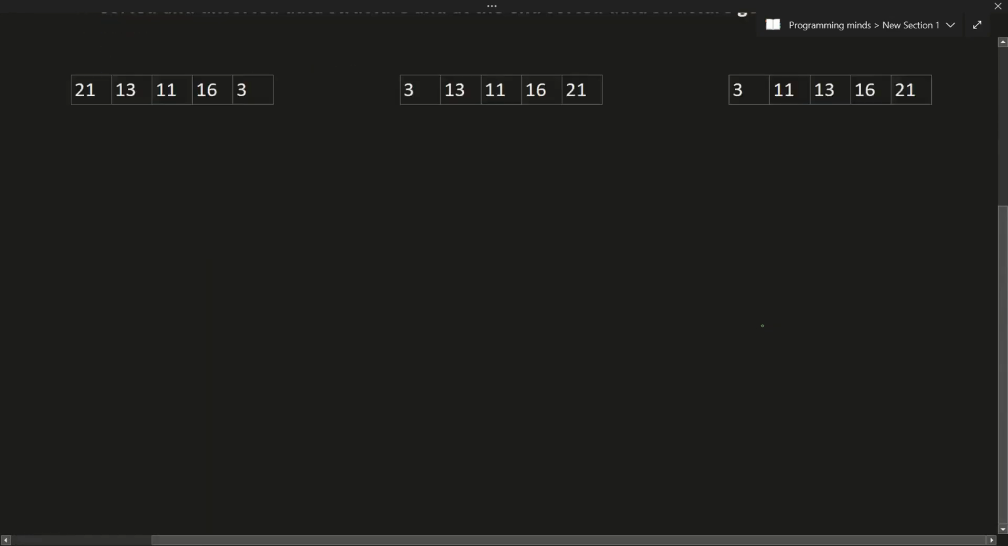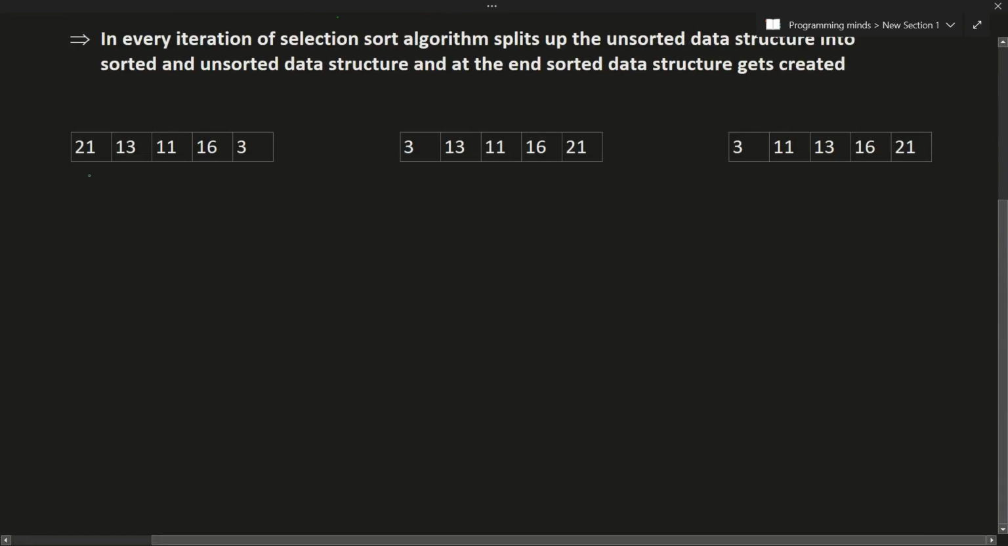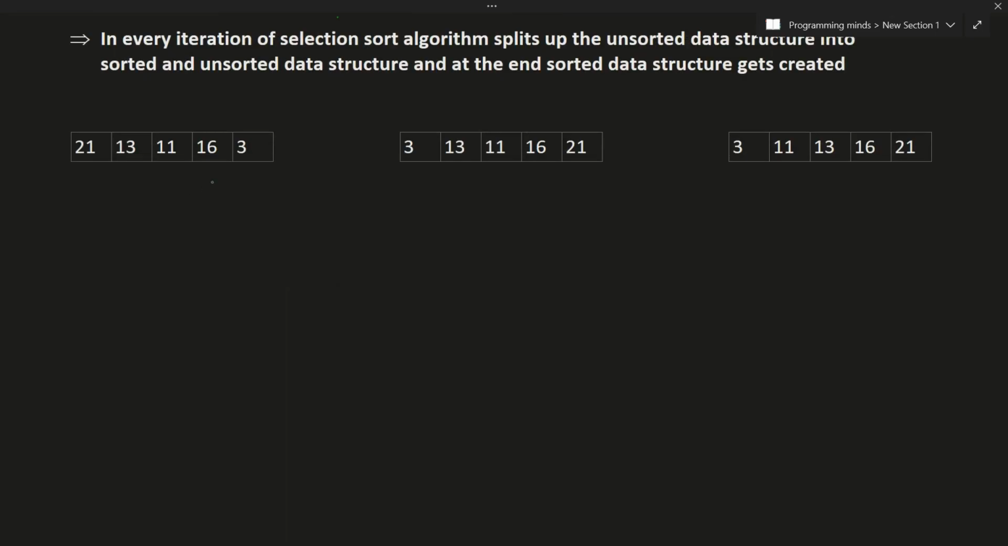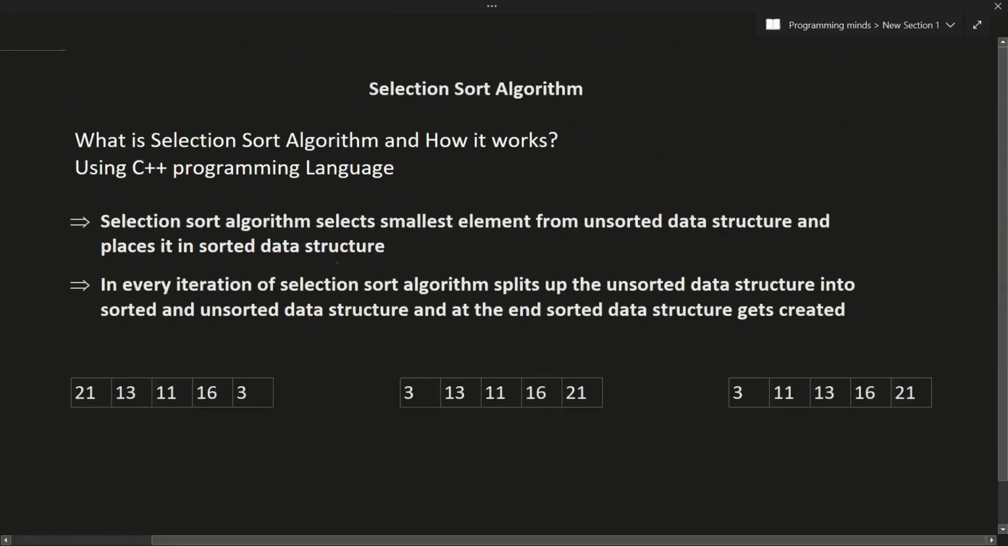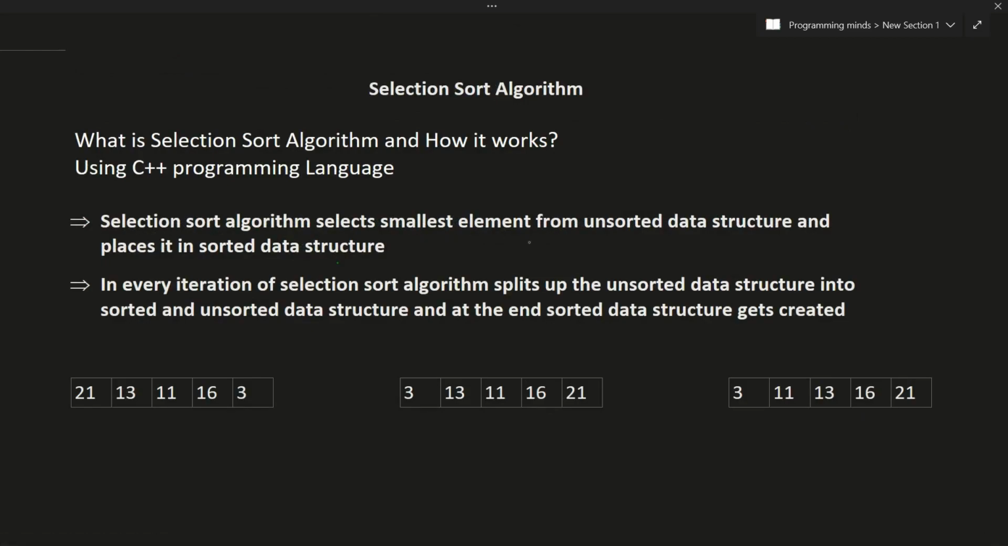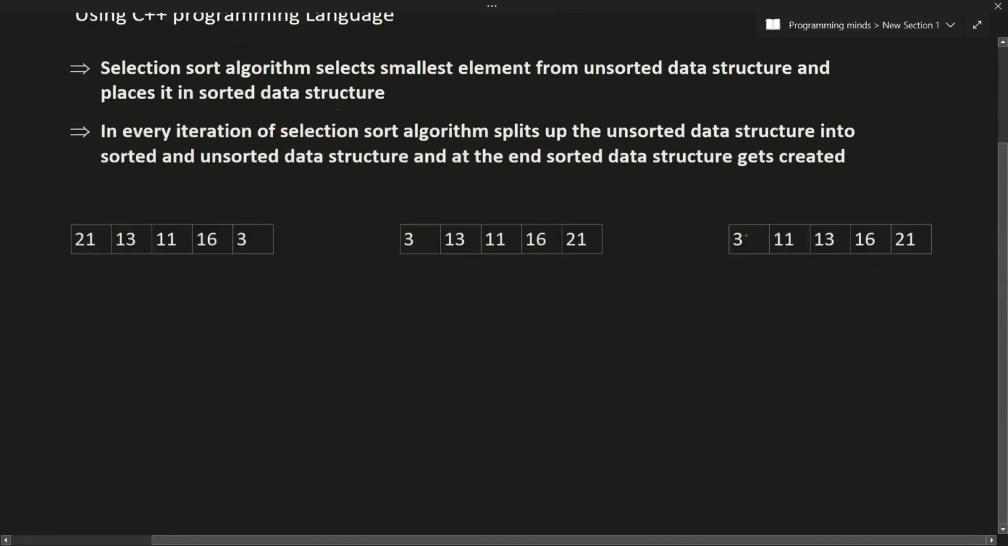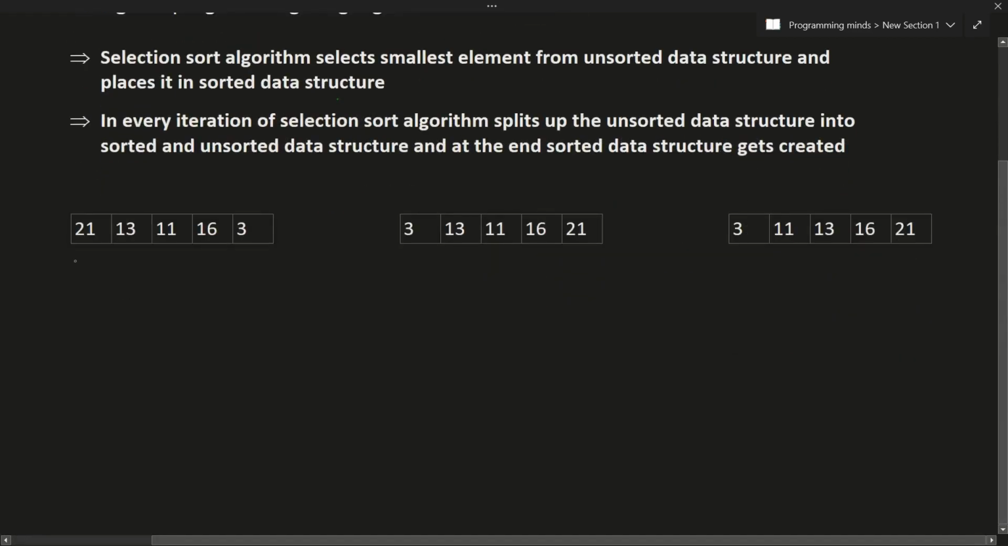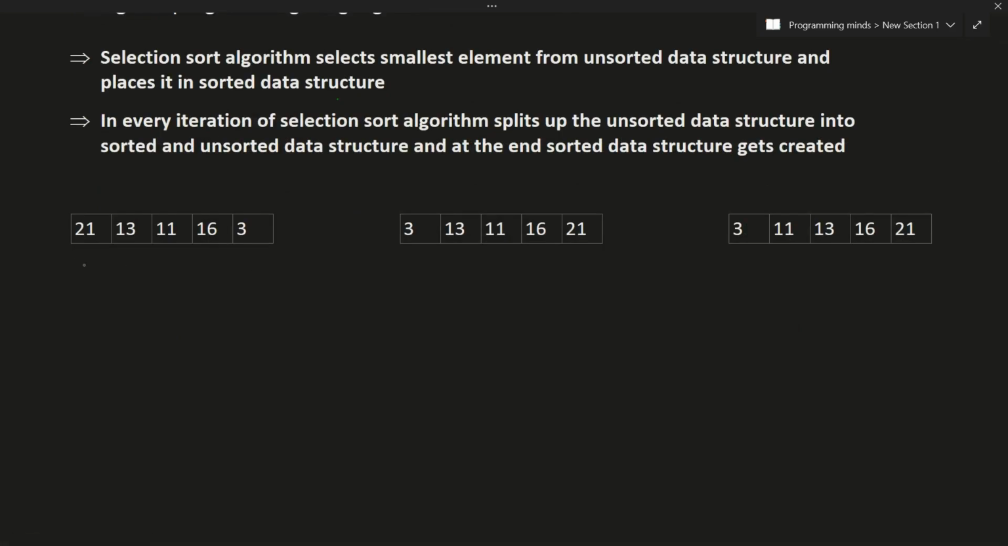So let's assume we have an example of unsorted array where we have elements like 21, 13, 11, 16 and 3. So as the definition says, selection sort algorithm selects smallest element from the unsorted data structure. So in first iteration, we will select smallest element from this array. So we will start from first element. So 21, 13, 11, 16 and 3. So here we have smallest element as 3.